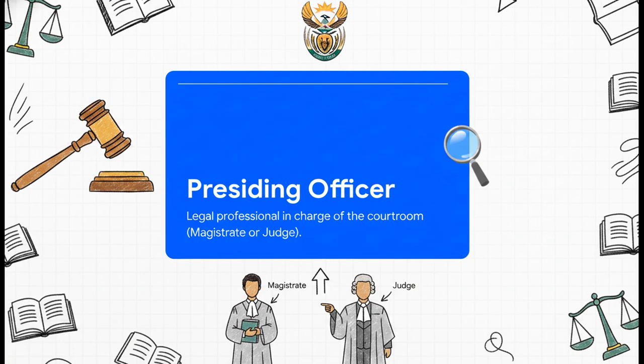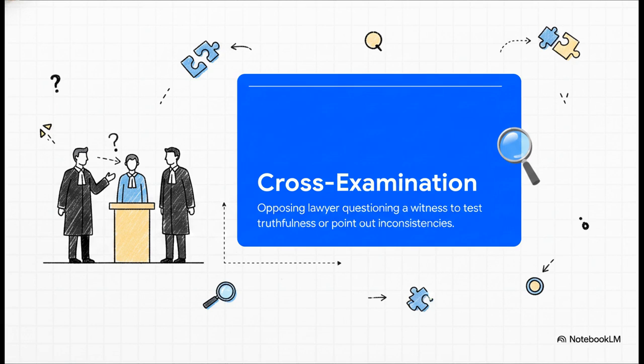First up, the presiding officer. Since there are no juries, as we discussed, this legal professional is the absolute boss of the room. But their specific title actually changes depending on which court you're standing in. In the lower courts, specifically the magistrates' courts, the presiding officer is called a magistrate. But if you step up to the higher courts, like the High Court, that exact same role is referred to as a judge.